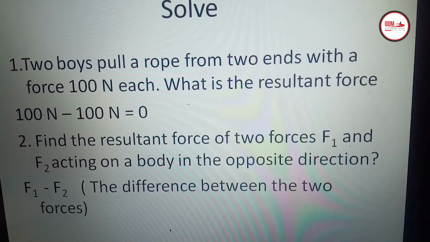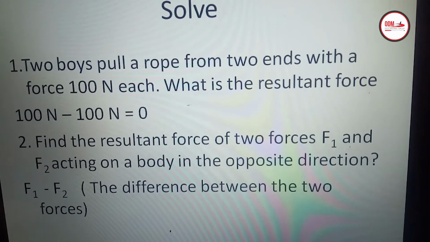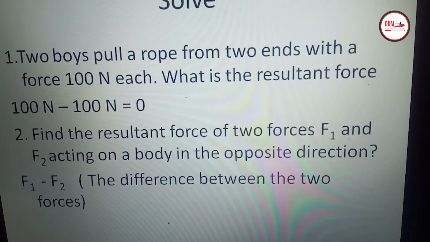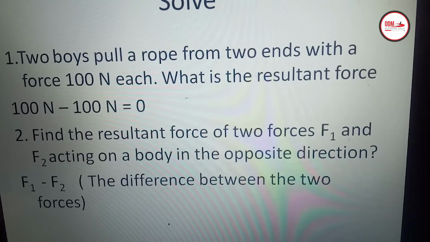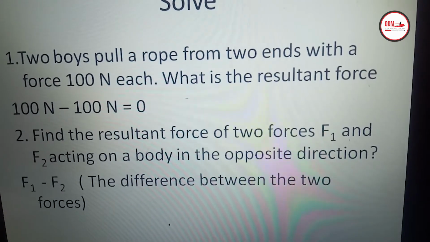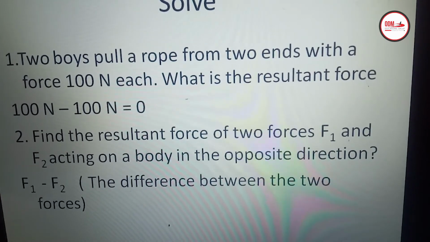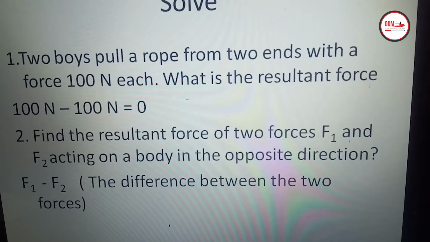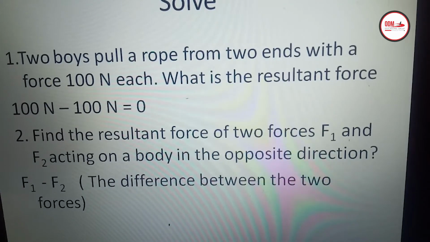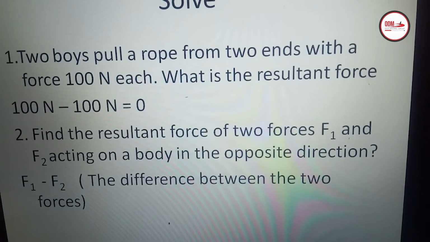One more numerical I have given here. Two boys pull a rope from two ends with a force of 100 Newton each. Then the question is, what is the resultant force? Children, the resultant force will be 100 Newton minus 100 Newton, because the forces are applied from both sides, both opposite sides. So it will be the subtraction or difference of the two forces, that is 100 minus 100 is equal to 0.